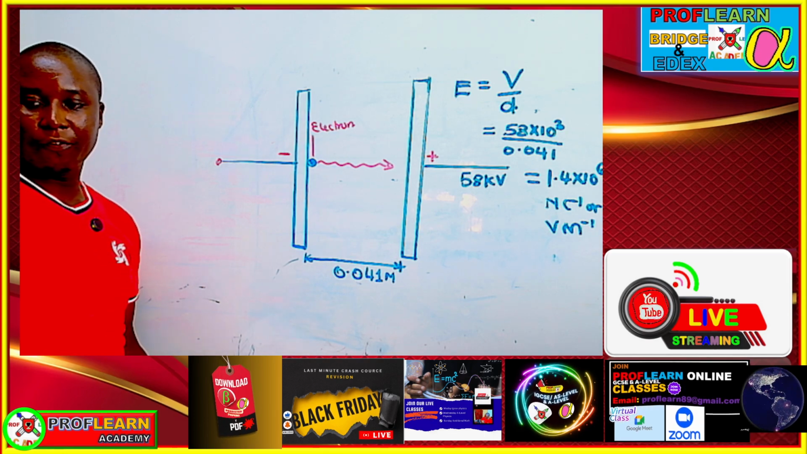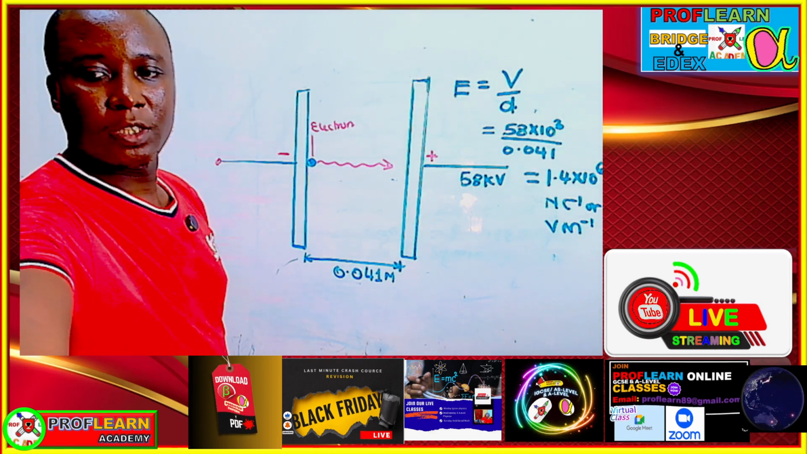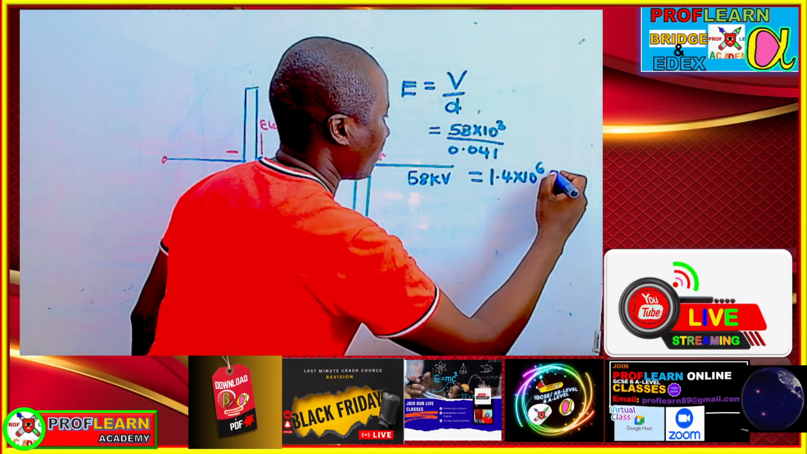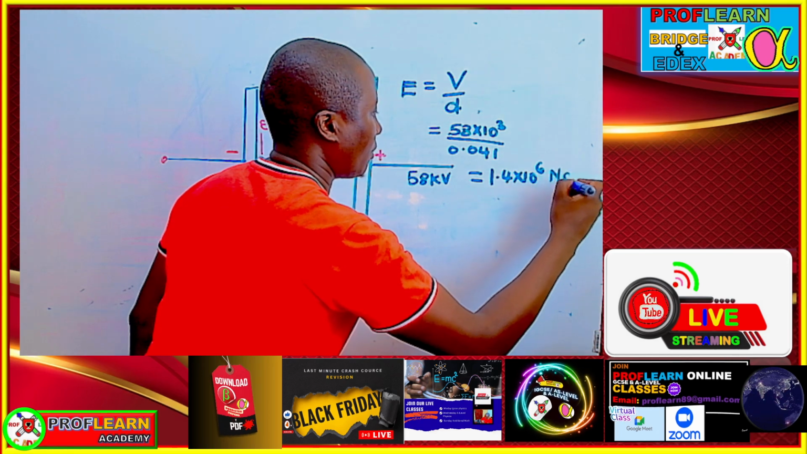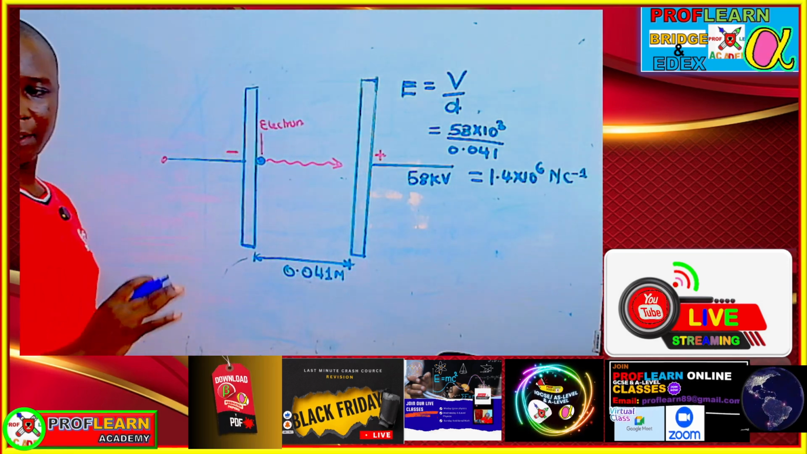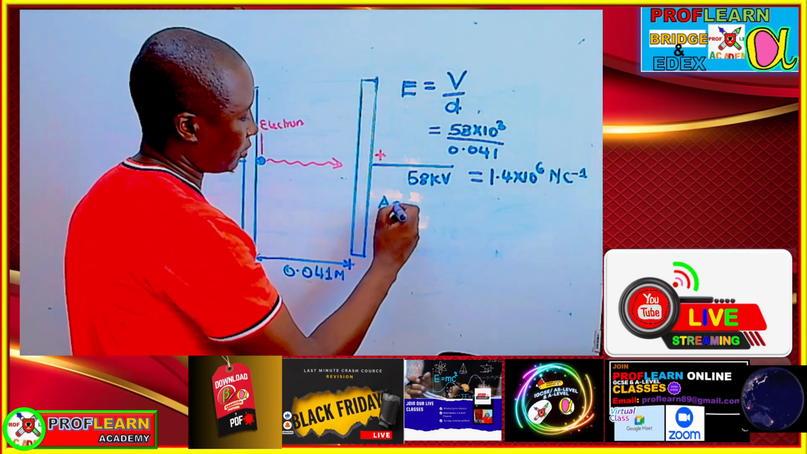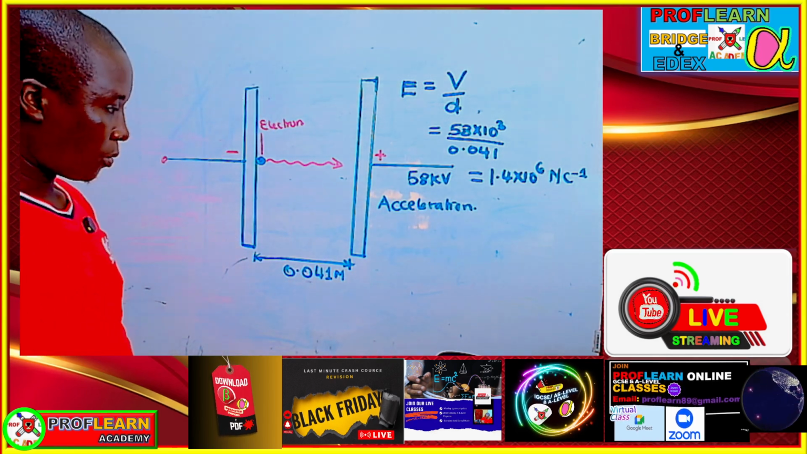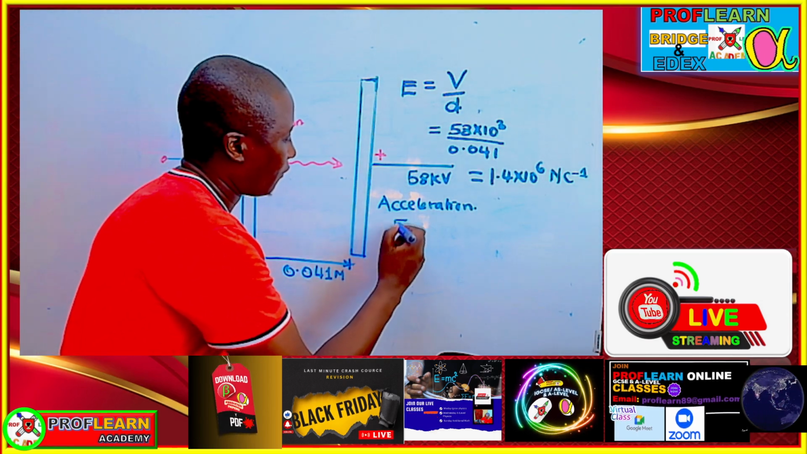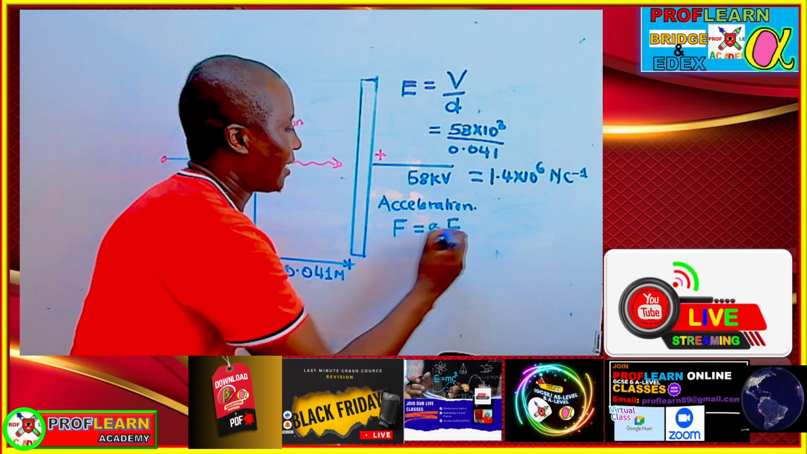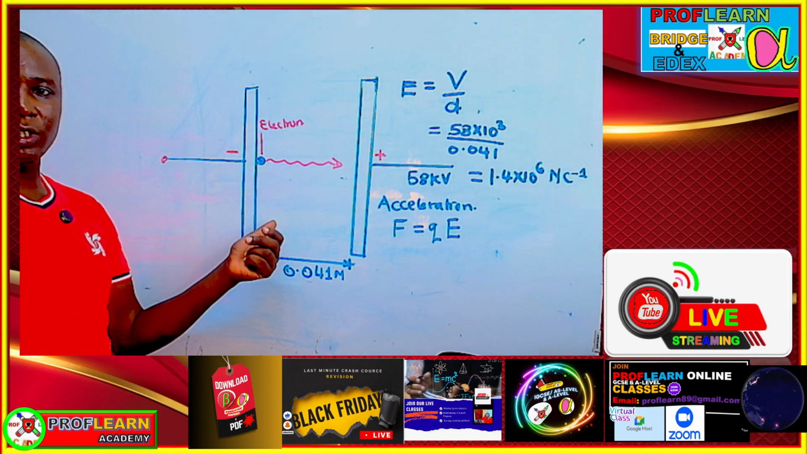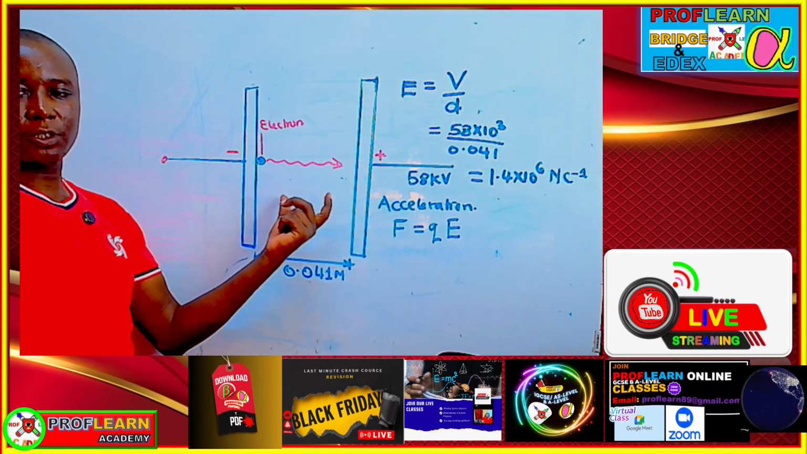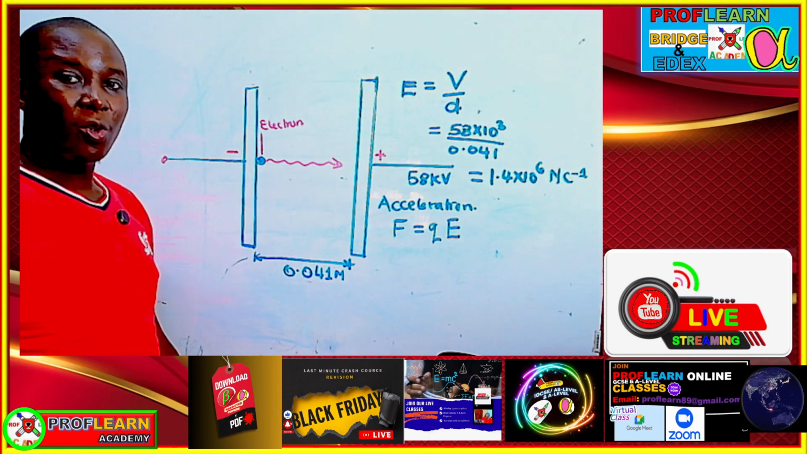Determine the acceleration of the electron. What is it going to be? Let me just write the units here properly: Newton per coulomb or volt per meter, any of them. Then you are supposed to work out acceleration. First we need to work out the force. Force is going to be the charge times the electric field. The force this electron is going to experience is equal to the charge of the electron times the electric field between the two plates. So we need to know the charge of an electron.